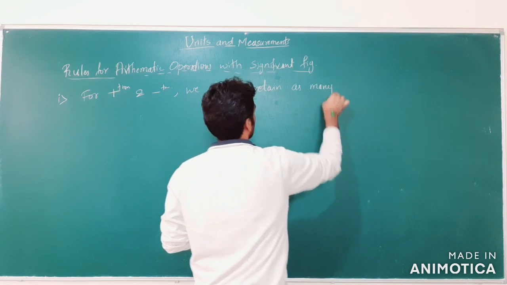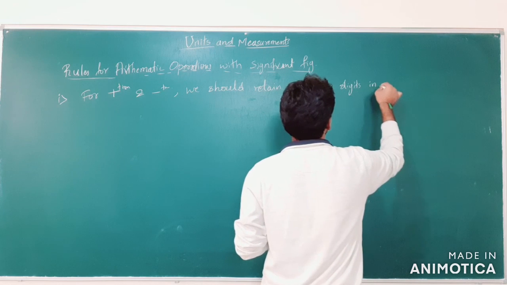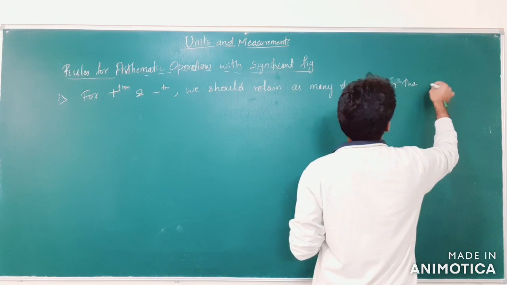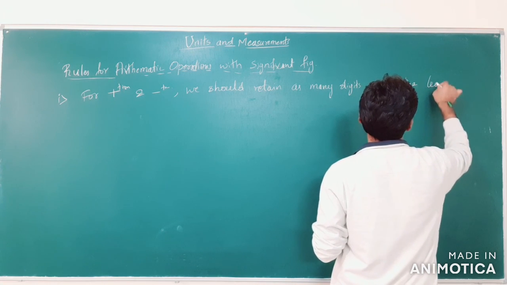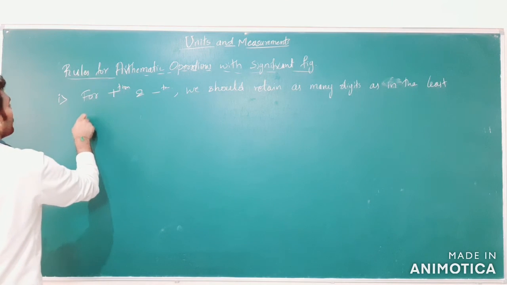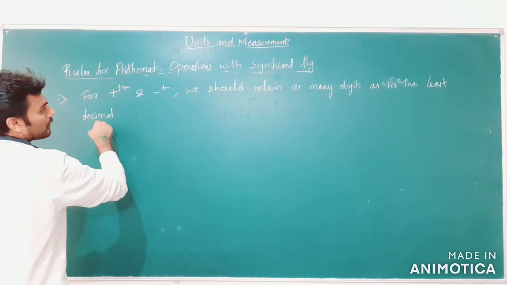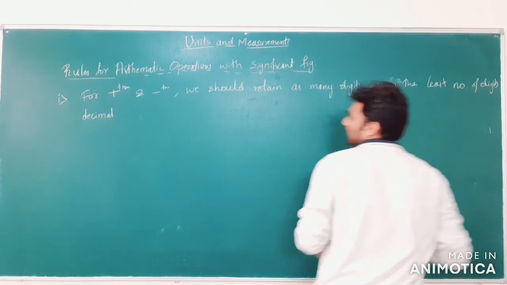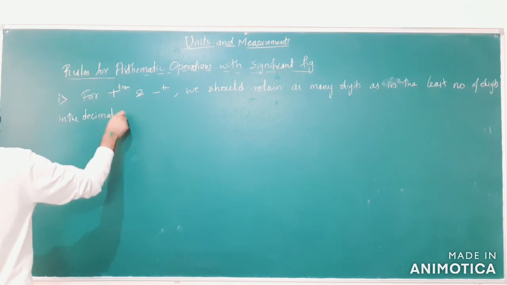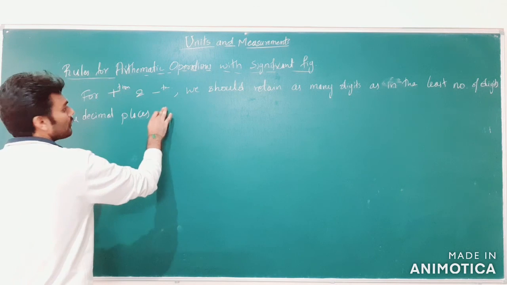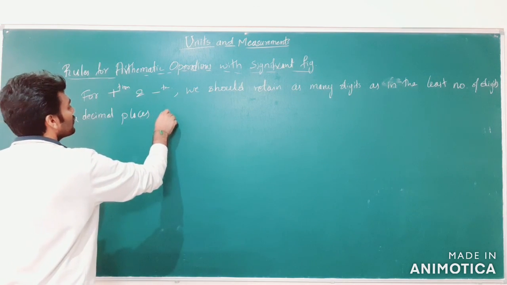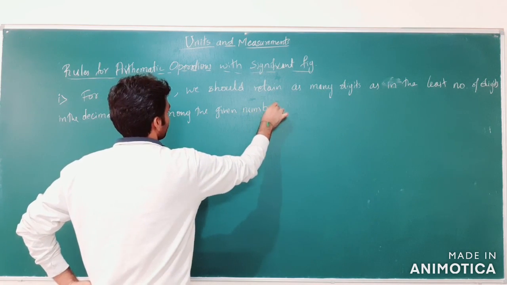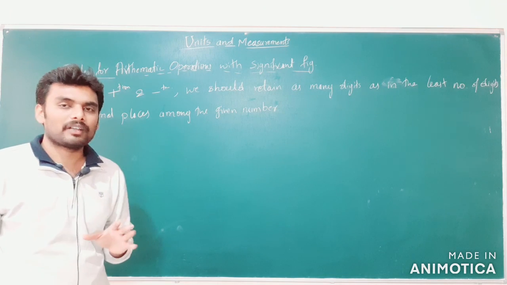as many digits as in the least number of digits in the decimal places among the given number. So when I say addition and subtraction, we will have two numbers and we will add them or subtract them.